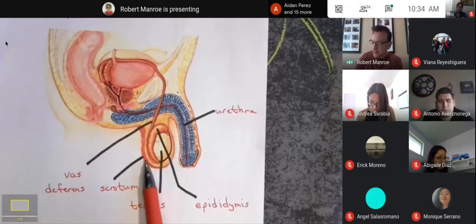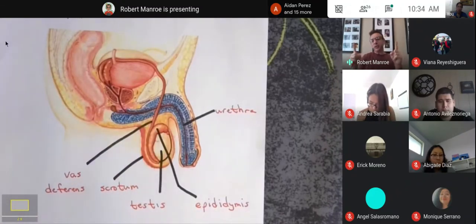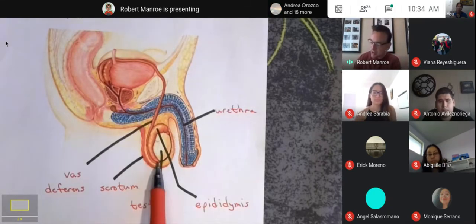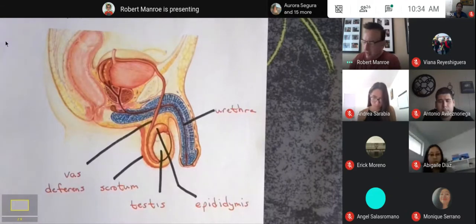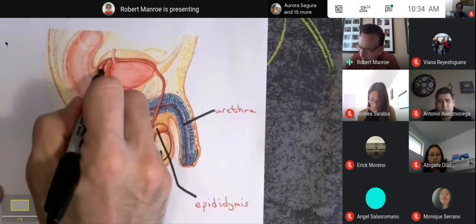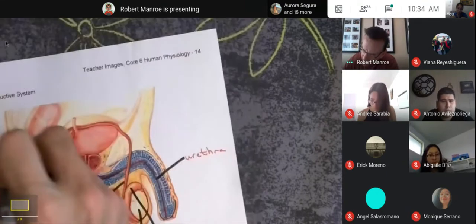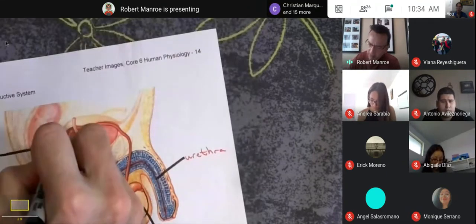Okay, so the vas deferens is actually a tube. It's about 25 to 35 centimeters long. It depends on the size of the male. Okay, but it's actually quite long. So we have the epididymis, and then it joins this gland here. This is the seminal vesicle. Oh, that's not acceptable. Seminal vesicle here.